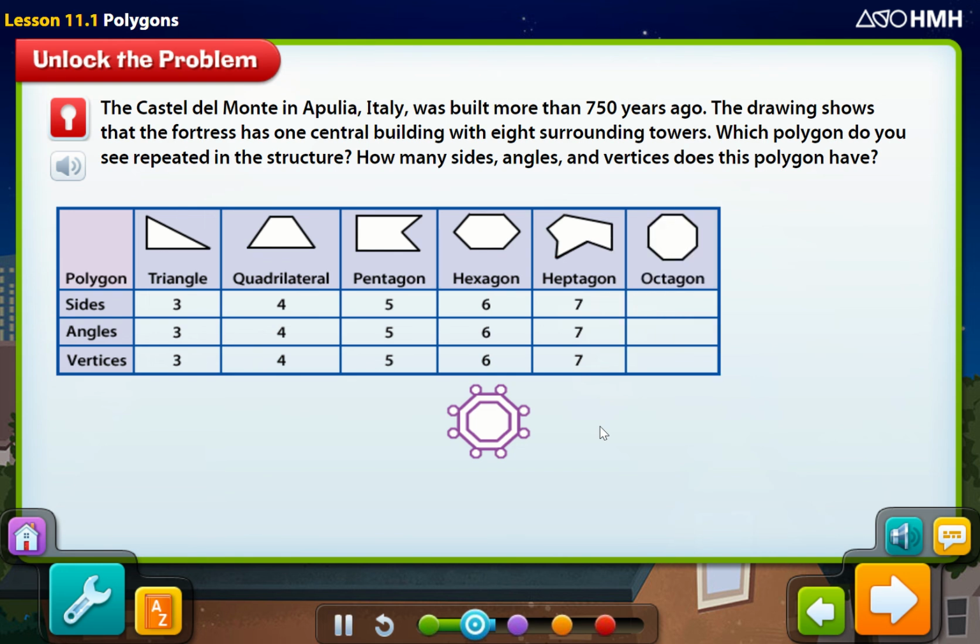What about the octagon? All right, you're pretty much an expert by now on that octagon, right? Because we know that an octopus has 8 arms, so the octagon has 8 sides. The octagon has 8 sides.